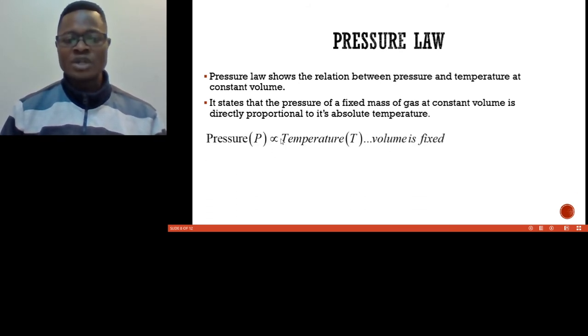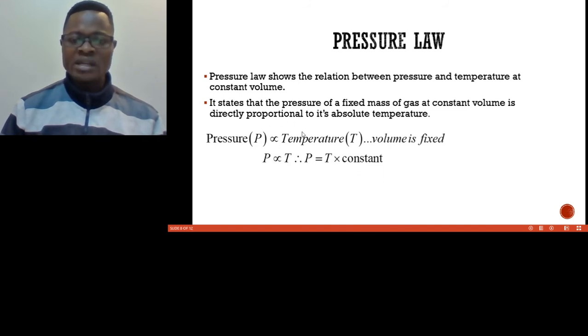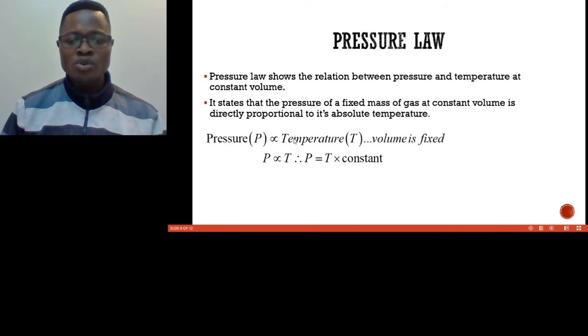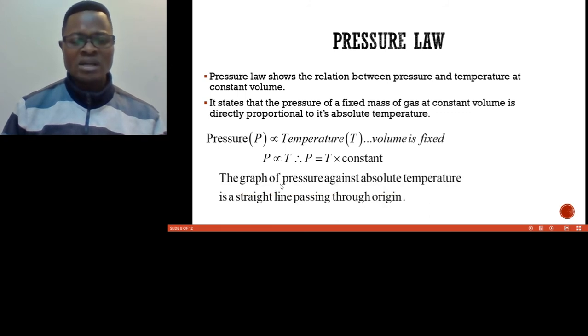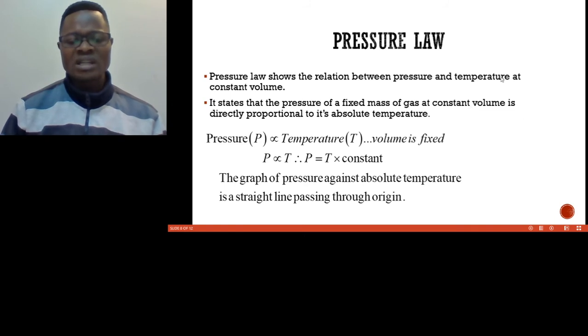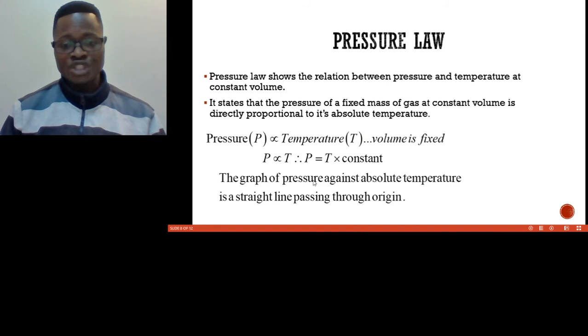P simply represents pressure, and this sign is a sign of proportionality. So it means that pressure is proportional to temperature when volume is fixed. So P is proportional to T. Therefore, P over T is equal to a constant. The graph of pressure against absolute temperature is a straight line graph like the one we have seen in Boyle's law. So it will be a straight line graph from the origin.